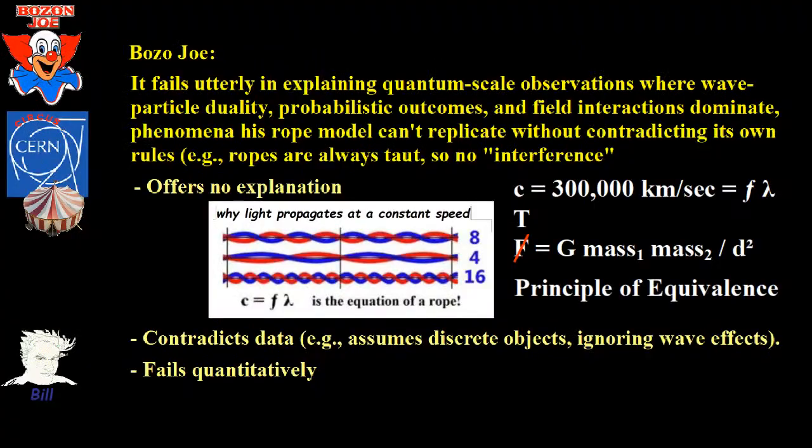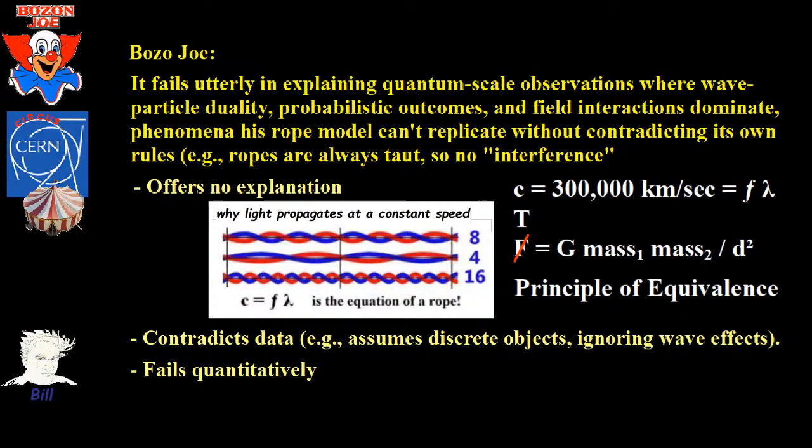Okay, here's another issue this fellow raised, quite a few issues, okay? He says, it fails utterly in explaining, referring to the rope model, quantum scale observations where wave-particle duality, probabilistic outcomes, and field interactions dominate. Phenomena his rope model can't replicate. See, he's just saying that because in his mind, he says, oh, you can't answer that question without contradicting its own rules. And he said, ropes are taught, so no interference. One thing has nothing to do with the other. Ropes are taut, and we do explain interference very clearly. But let's move on to some other things here.